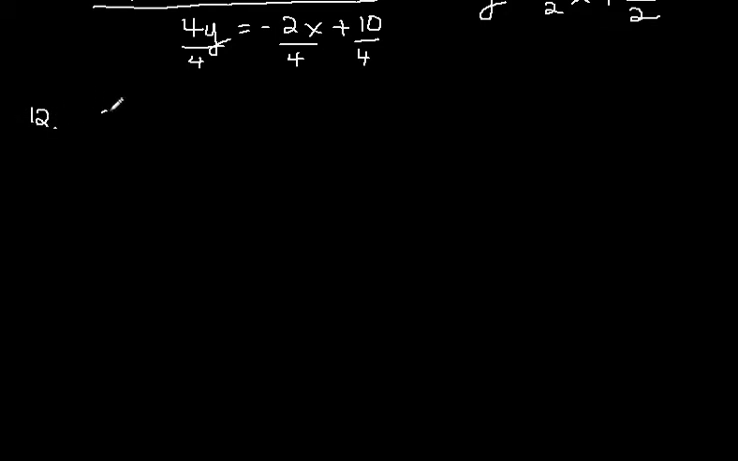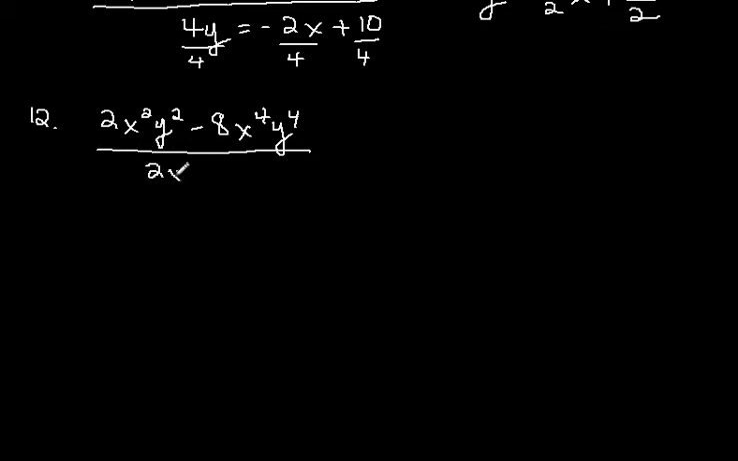Huge problem zone. 2x squared y squared minus 8x to the 4th y to the 4th, all divided by 2x squared y squared. The directions to this say simply simplify. So simplify. And then it gives you a clue. It says factor if necessary. That's a huge clue. Yes, you need to factor.